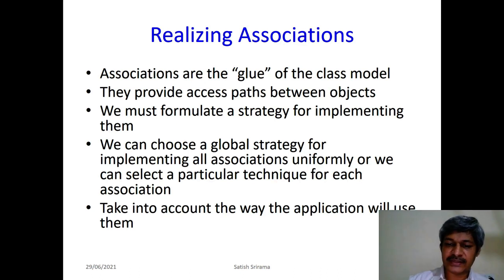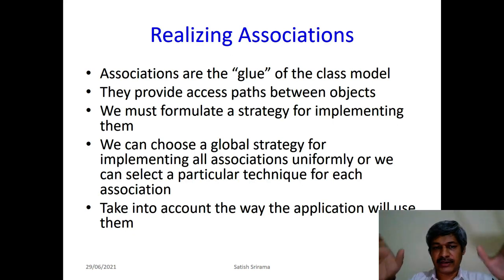We have been seeing that they are primarily used to provide access paths between objects. When several classes are associated, they provide the access path between different objects. We have seen these things in the earlier videos. Now the models are ready. From the design, the models are polished and everything is ready. Now you are trying to implement. So we need to formulate a strategy for implementing these associations.